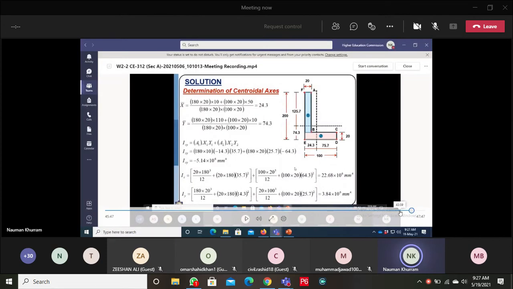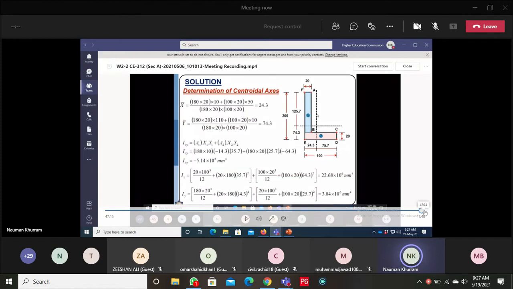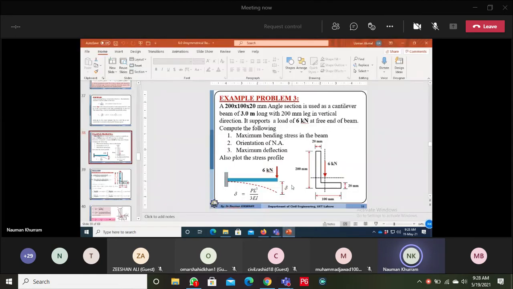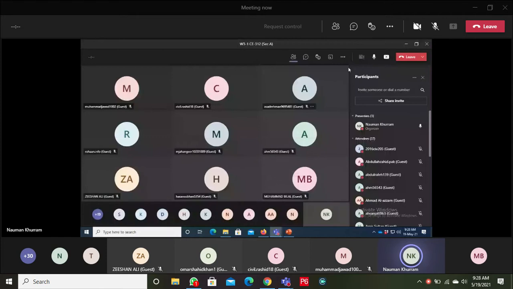So actually we have started and we have computed the geometric properties. So we have computed the moment of inertia and also the centroidal locations. Okay, so no problem. I will give you the overview again. Okay, before starting, let me start the recording.